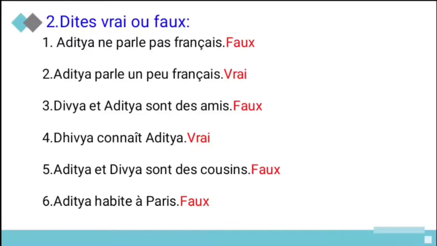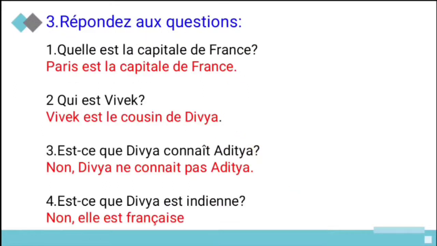False only. And third, répondez à question, that is answer the following, which is based on the dialogue B. Quelle est la capitale de France? So what is the capital of France? It's Paris. So Paris est la capitale de la France. And qui est Vivek? So who is Vivek? Vivek est le cousin de Divya. So Vivek is Divya's cousin, right?